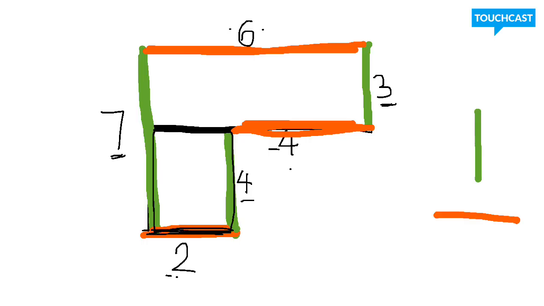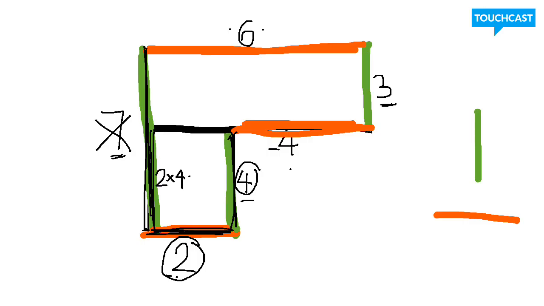Now, what is the length of this side? Is it 7, which is the length of all of this, or is it 4, which is the length of this? Well, it's not 7 because 7 is all up and down, so it would be 4. So the area is 2 times 4, and that would equal 8.